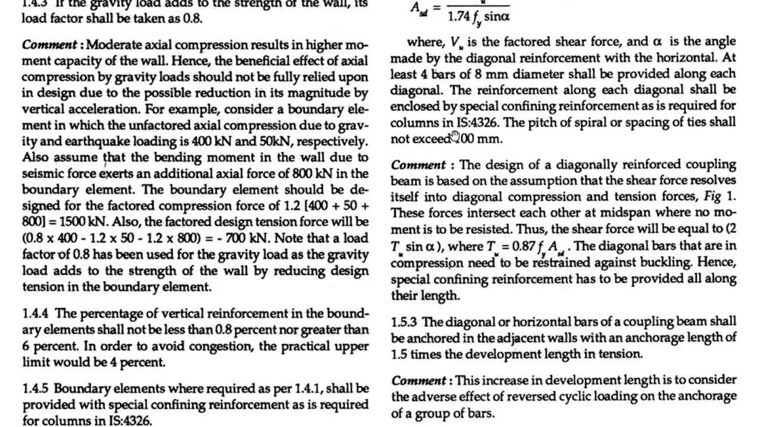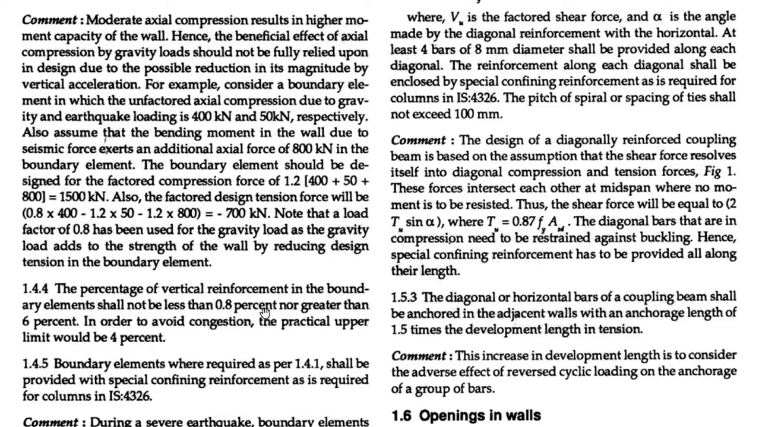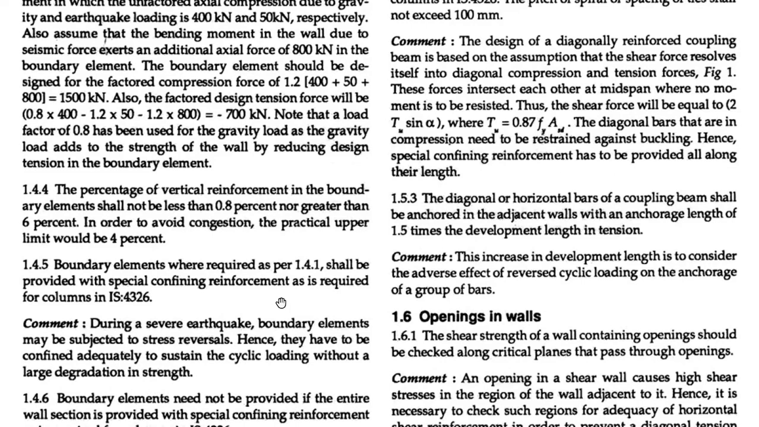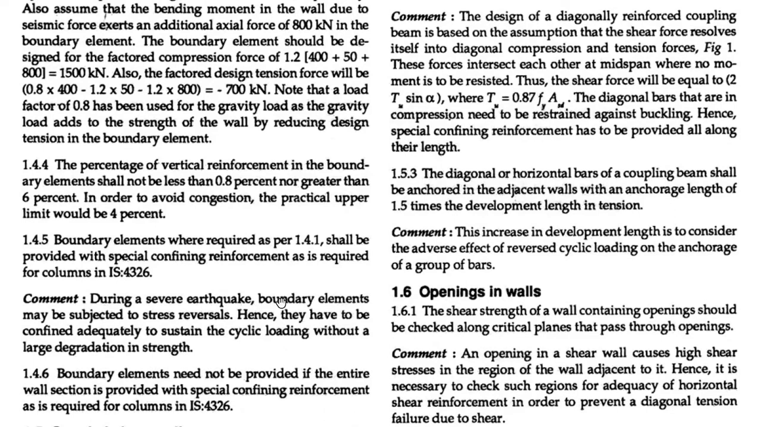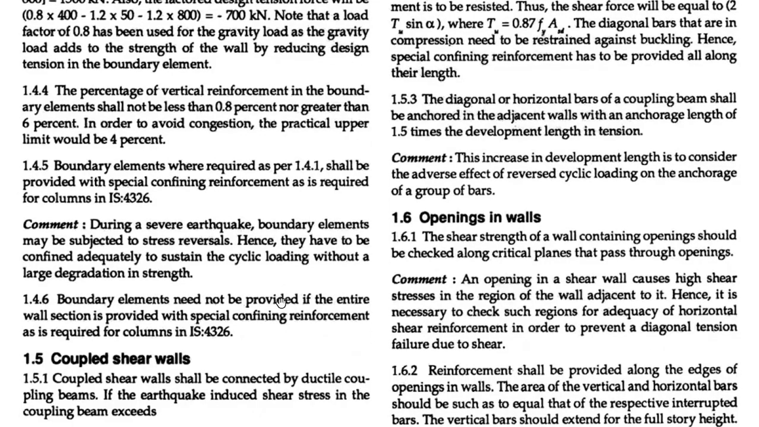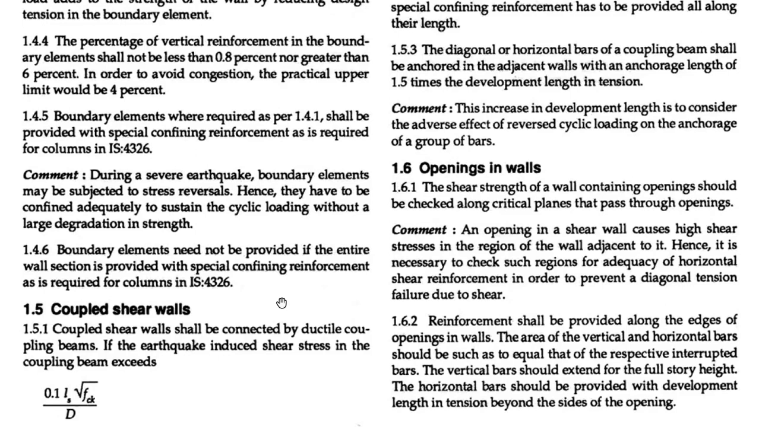And the percentage of vertical reinforcement in the boundary elements shall not be less than 0.8% nor greater than 6%. In order to avoid congestion, the practical upper limit would be 4%. Boundary elements where required as per 1.4.1 shall be provided with special confining reinforcement as is required for columns in IS 4326. Boundary elements need not be provided if the entire wall section is provided with a special confining reinforcement as is required for columns in IS 4326. And that's all about boundary elements.